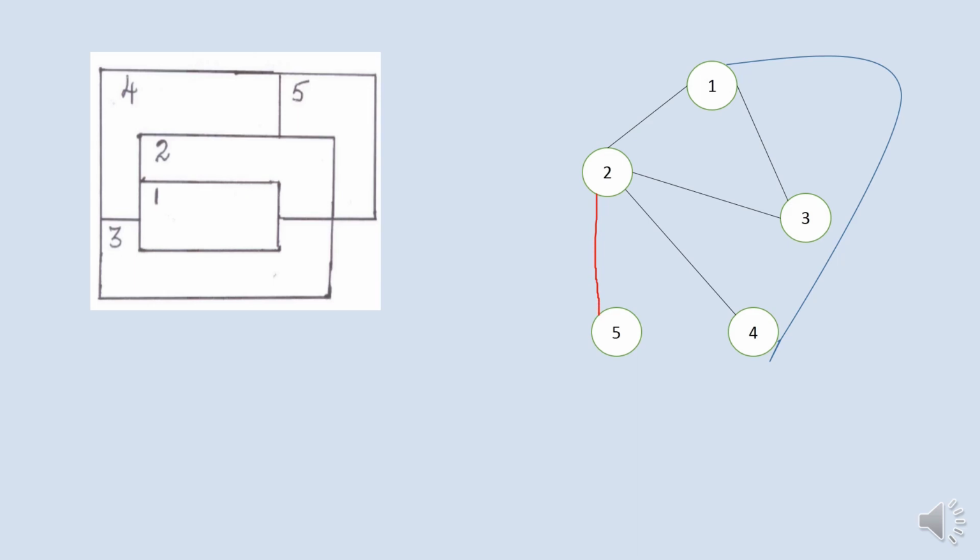Okay. So next, if you see place 3, you see that it is adjacent to 4, it is adjacent to 1 and it is adjacent to 2 also. So from 3 to 1, 2 and 4 we should have edges. We have edge 3 to 1, to 2 and to 4.